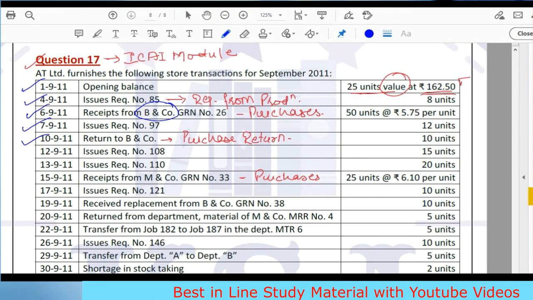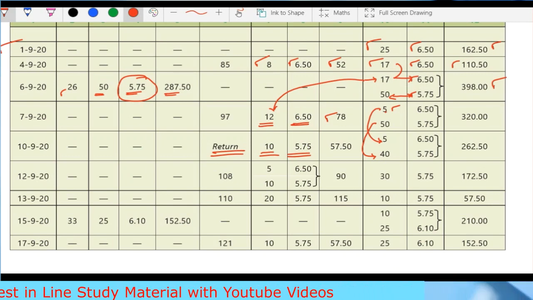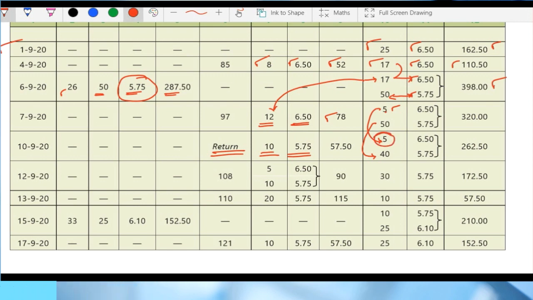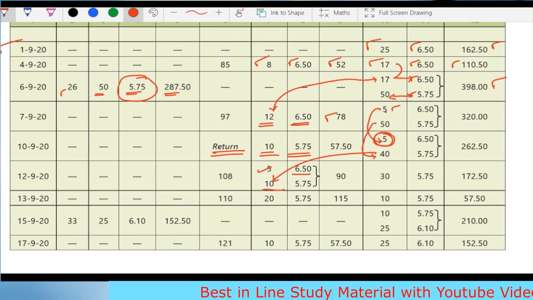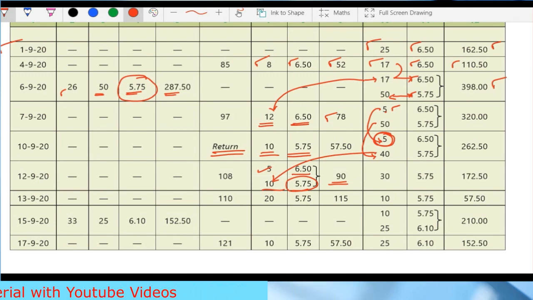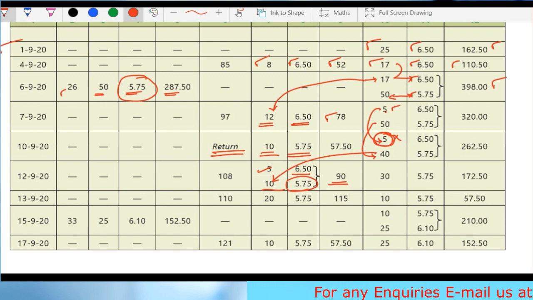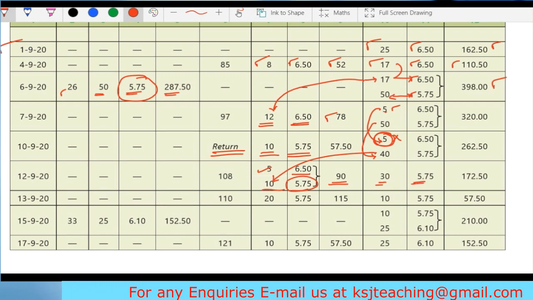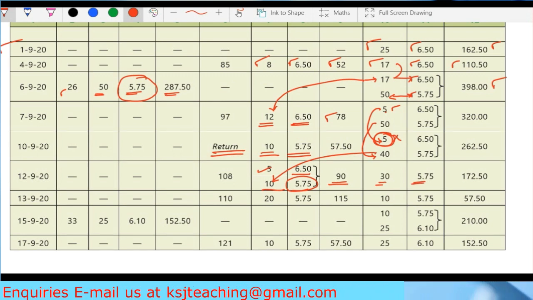Now, next entry. On the 12th, issue requisition 15 units. They have asked for 15 units. Now what will happen? Sir, this material is to be issued first. These 5 units are to be issued first, right? So we'll issue 5 units valued at 6.50, and the remaining 10 units from the stock of 5.75. So 90 rupees remaining, now this stock is exhausted. These 5 units are gone now. Nothing is left from this. Out of 40, we have issued 10. What is remaining is 30 of 5.75.